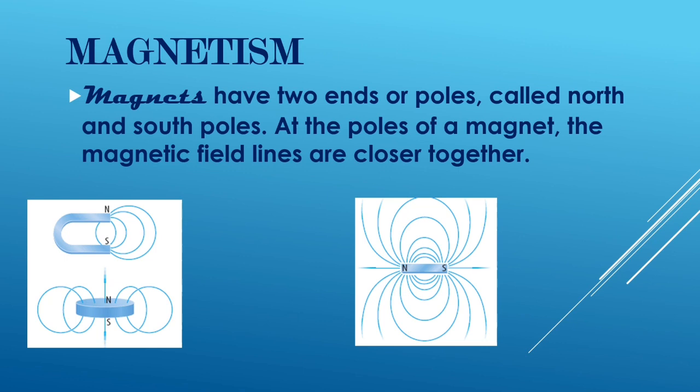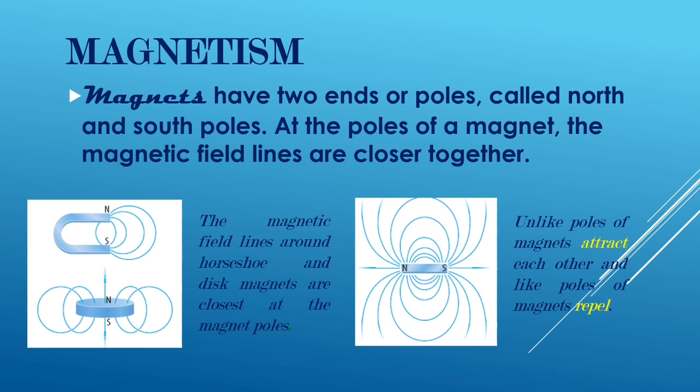Let us look at the pictures. There are three kinds of magnets: the bar magnet, the disk magnet, and the U-magnet. All magnets have north and south poles. The magnetic field lines around horseshoe and disk magnets are closest at the magnet poles.